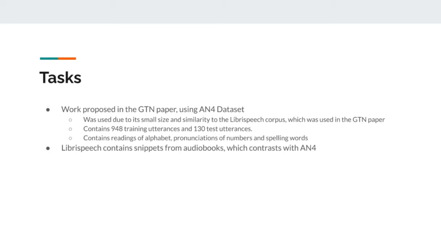It only contains 948 training instances and 130 test instances, and most of these samples are only a couple seconds long at most. All of the samples contain small readings that are not really complete sentences. It's mostly spelling words or saying numbers, and LibriSpeech is a little bit different since it contains full sentences from audiobook readings. This was done primarily to put more grammatical constraints on the WFSTs since the dataset is specific enough that specific grammars can be encoded into the transducers.